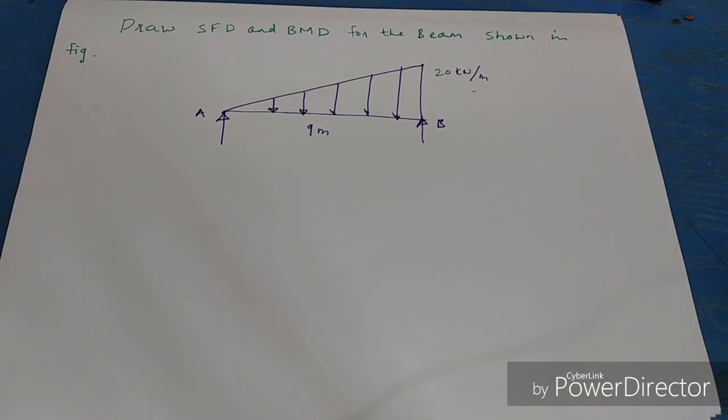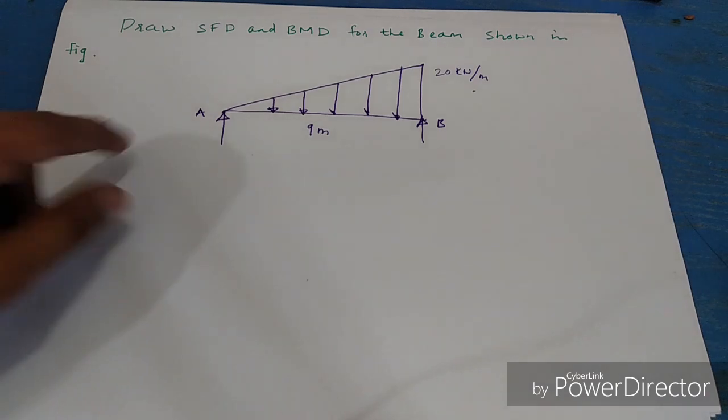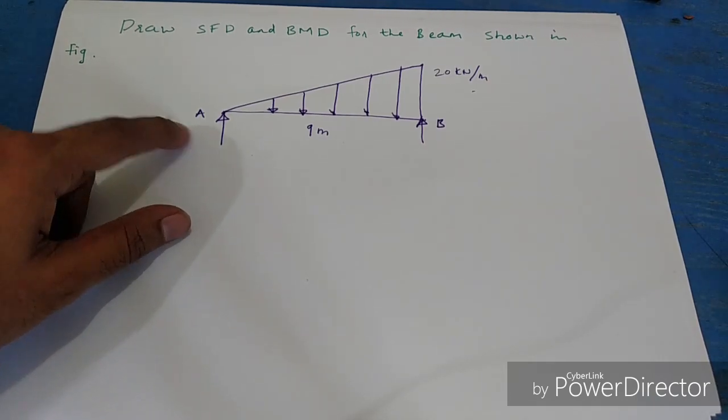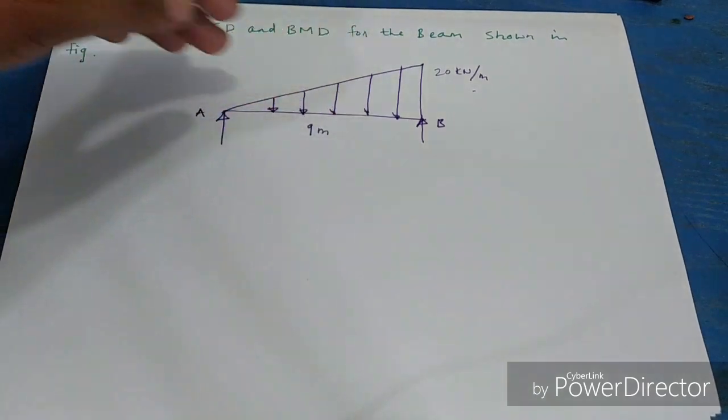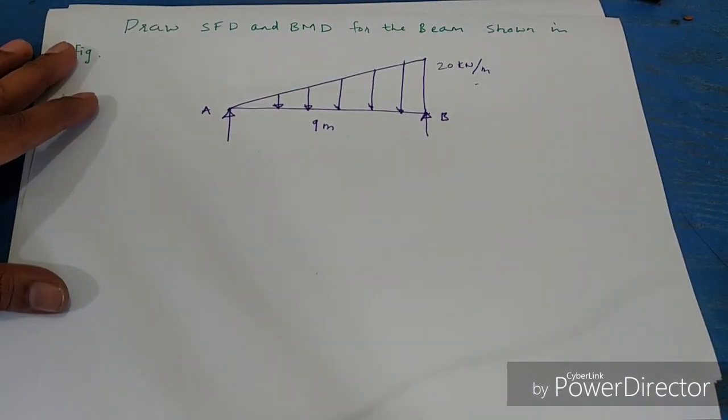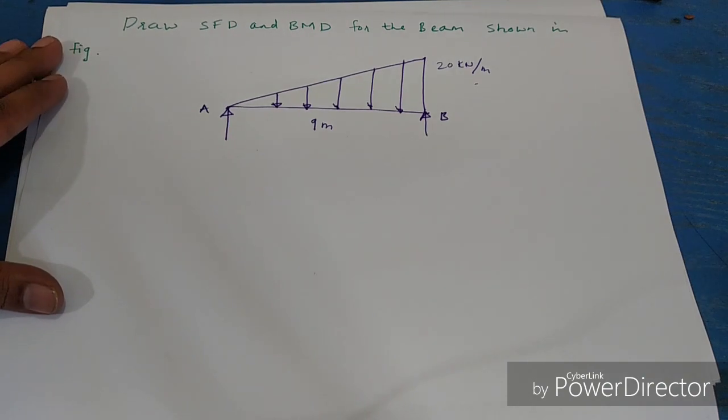Hello everyone. In this video we will see how we can draw SFD, shear force diagram, and bending moment diagram for the beam which is subjected to UVL, uniformly varying load. Uniformly varying load means at this extreme end, at end A, the load intensity is 0, and as you go to the right side at point B, the load is maximum. It is 20 kilonewton per meter.